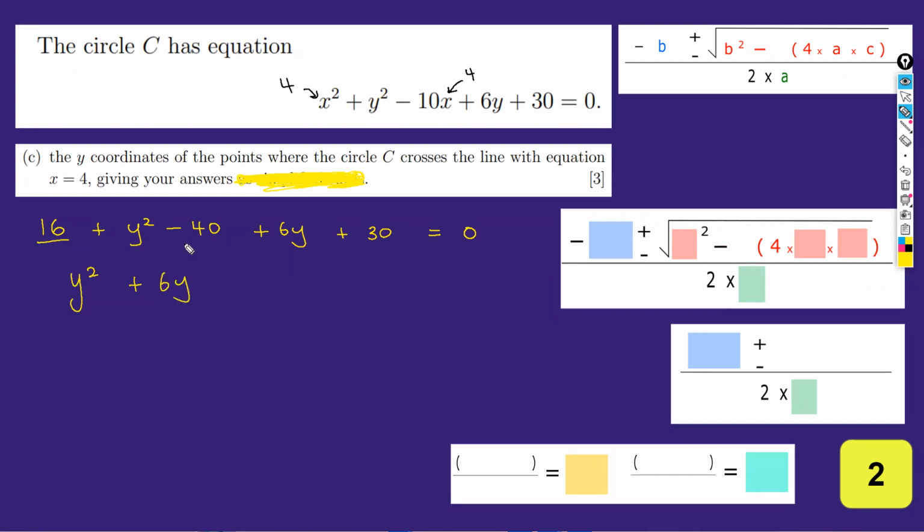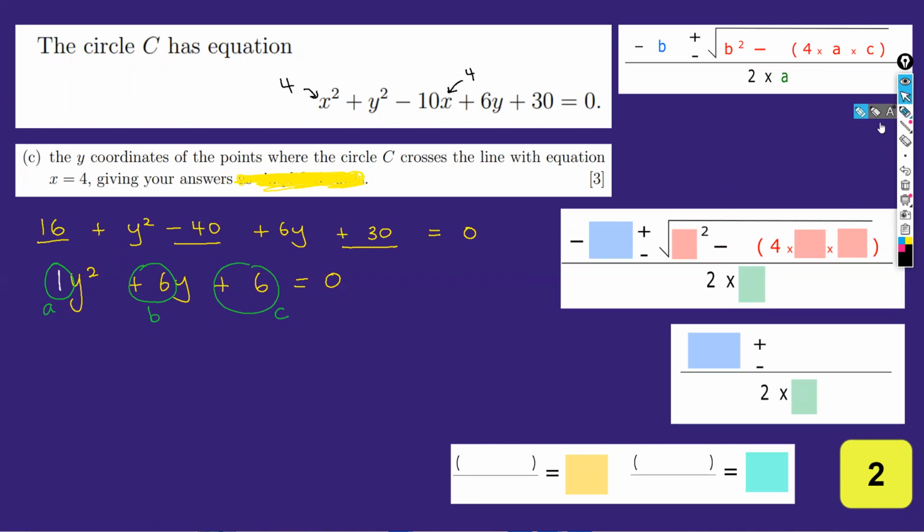Now add up the 16, minus 40, and 30. Let's see what we get. 16 minus 40 plus 30. Anybody got 6 here? Is it looking correct so far? I just want to make sure we make no mistakes there. All right, so the number touching y squared is 1, so this is clearly a quadratic. It's just to pull out the A, the B, and the C. This is A, B, and C.